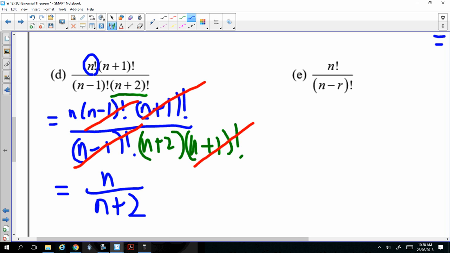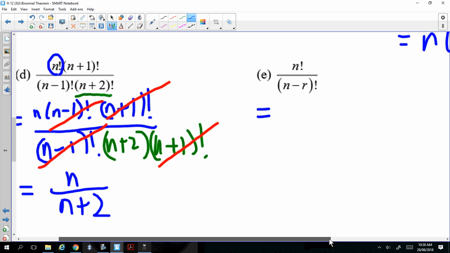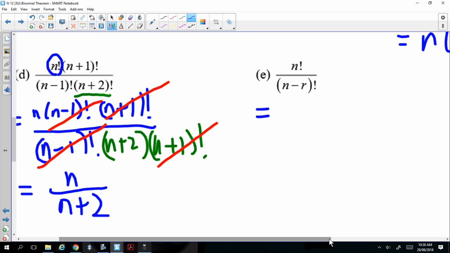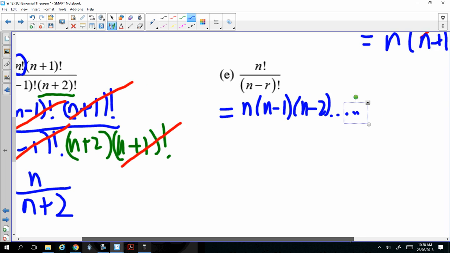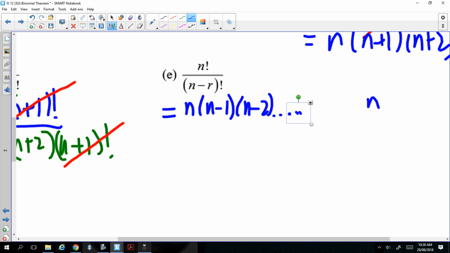All right, continue. Next one. Next one is n minus 1, n minus 2, dot, dot, dot, up to n minus r eventually.